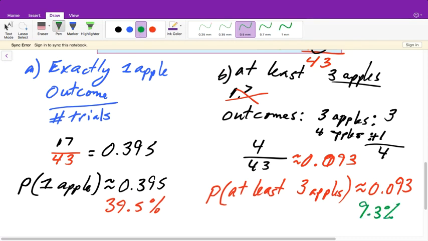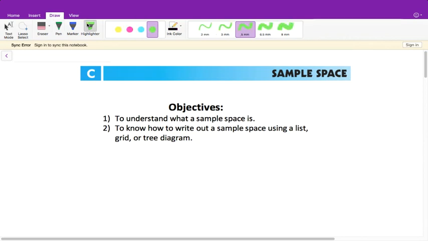Either way is acceptable. All right, now the last thing that we're going to discuss is going to be our section C, which is sample space. All right, the objective is to understand what a sample space is, and then to know how to write out a sample space using these three methods: a list, a grid, or a tree diagram.